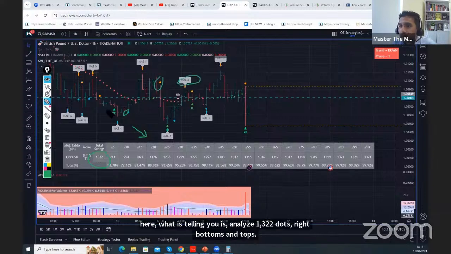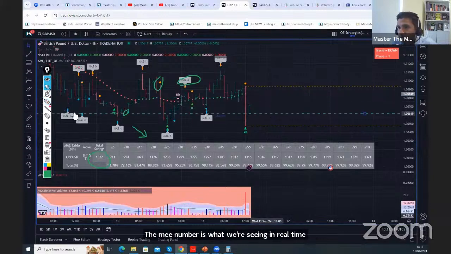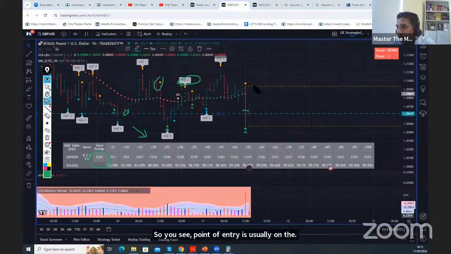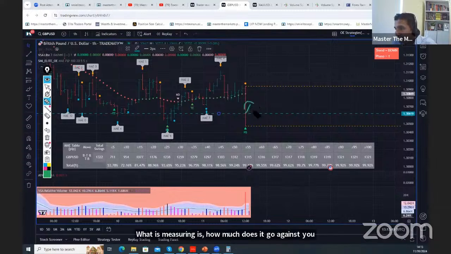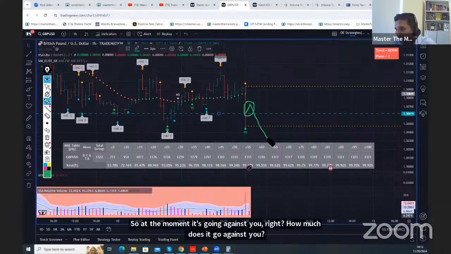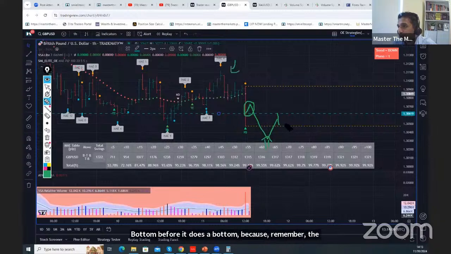What is the MAE number? It is what we're seeing in real time here. The point of entry is usually on the close of the confirmation bar, the bar of the dot. The dot and the arrow happen at the same time. From the blue line, it's measuring how much it goes against you, before it goes to its maximum point, before it does an opposite dot, or opposite bottom. Because remember, the market can only go in two alternating ways. After it's done a top, it's got to do a bottom, isn't it? That's what the framework is telling you here.